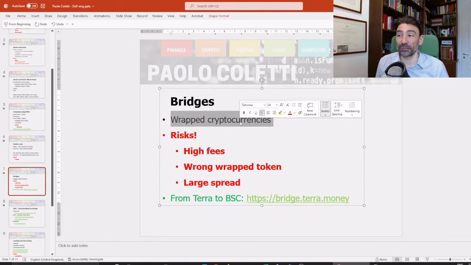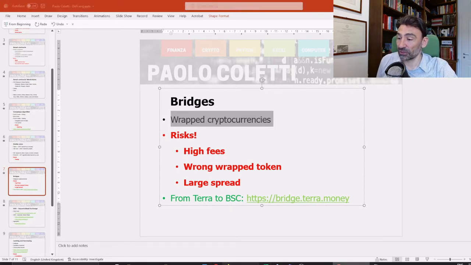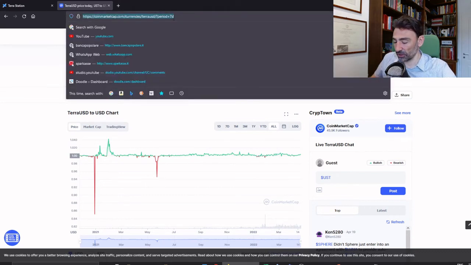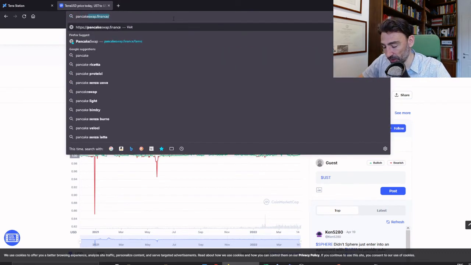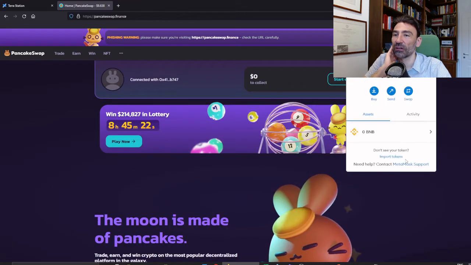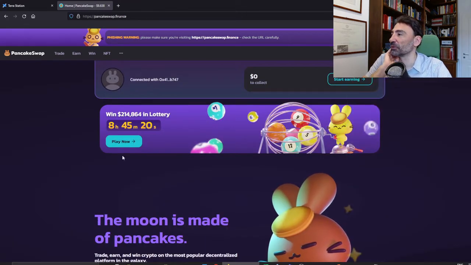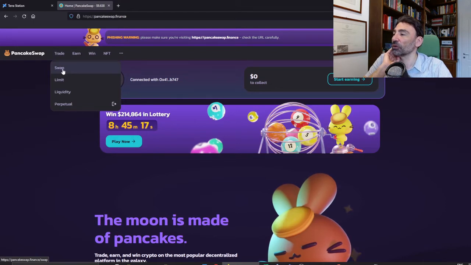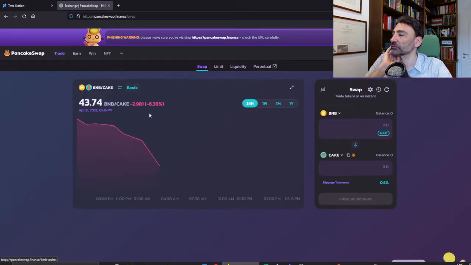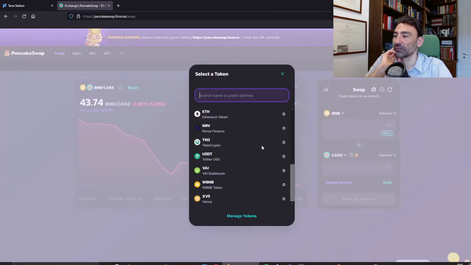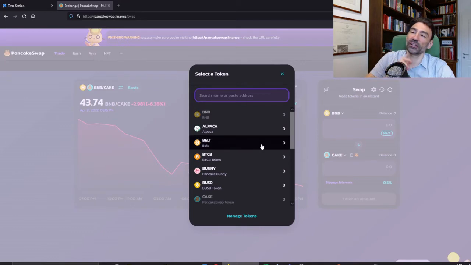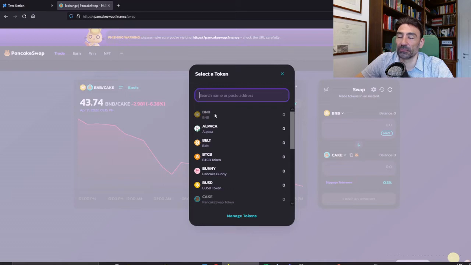Most of the time, these crypto tokens are wrapped cryptocurrencies. What do I mean? Let's look, for example, at Pancake, where we must use the real Binance Smart Chain. Okay, I don't have money, so I have problems doing it. What do I mean? I mean this thing here, look at the list of cryptocurrencies. I am here on the Binance Smart Chain, so in theory the only currency which should exist is BNB, which is the Binance coin.